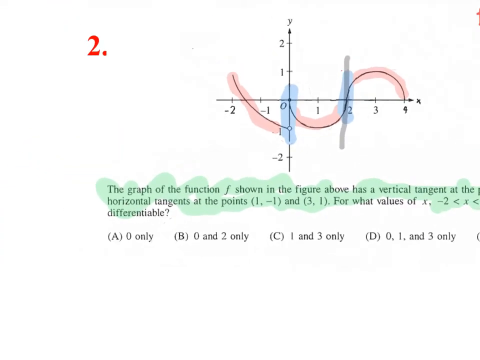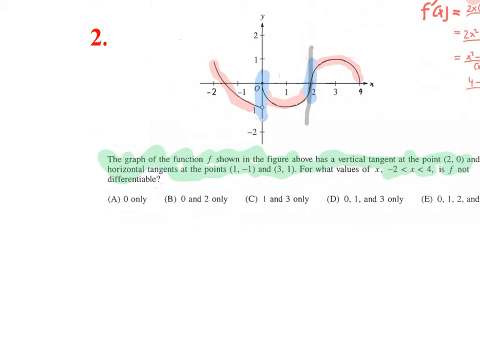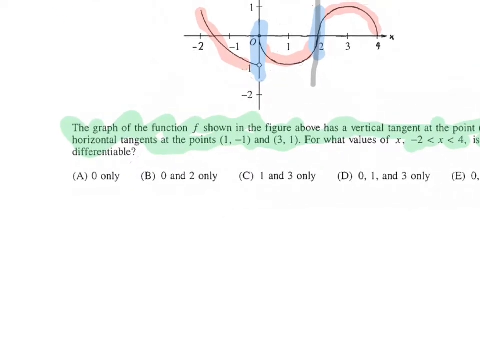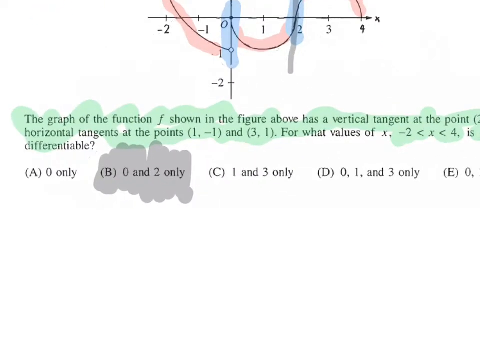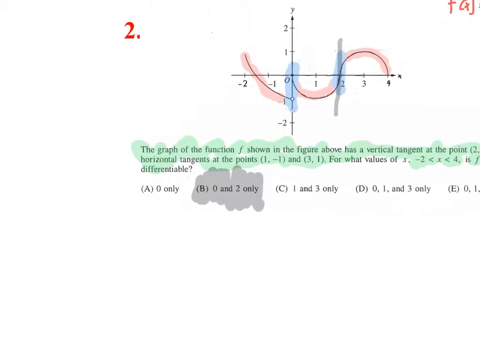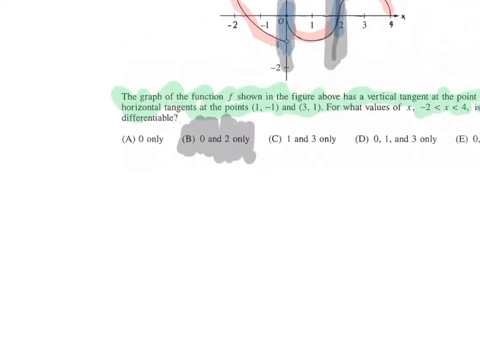So the candidates that I would see would be this one, with 0 and 2. And the reason is, right there we had a, what's that discontinuity called? Oh yeah, I think that's a step discontinuity. So it's not continuous, so it's not differentiable. And over here, this is not even a function at that point. So it's not differentiable. Alrighty, that's it.